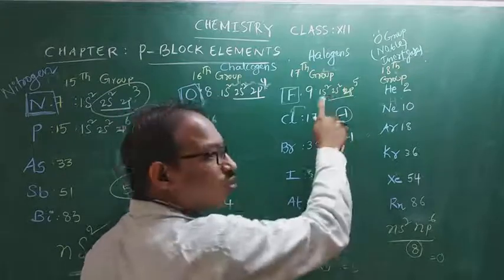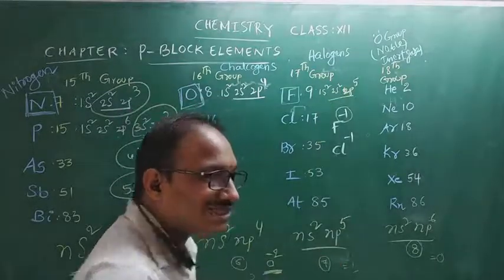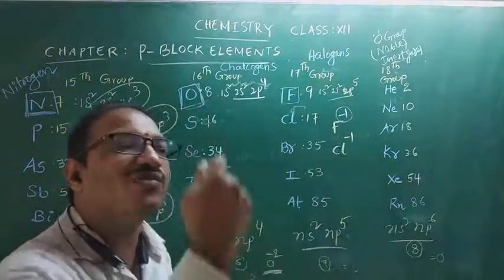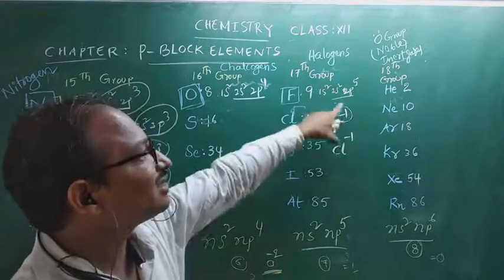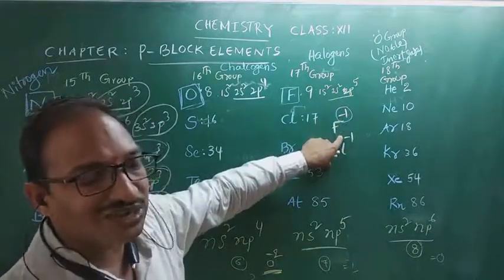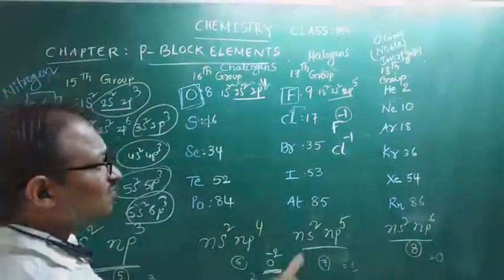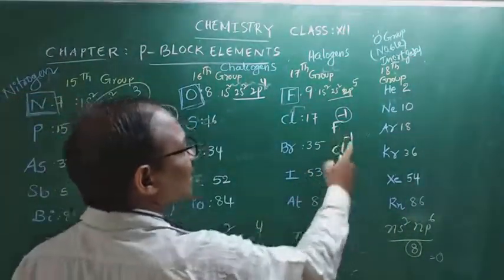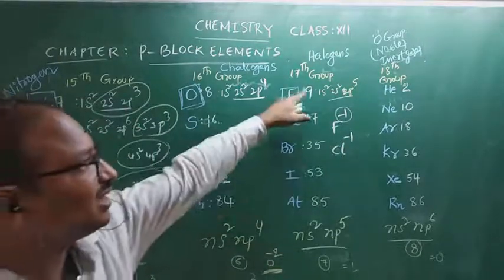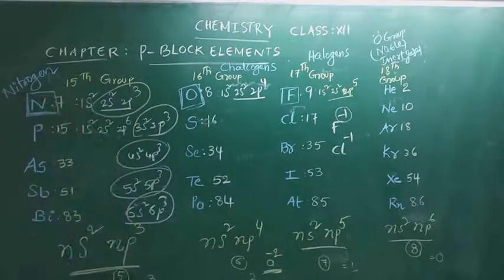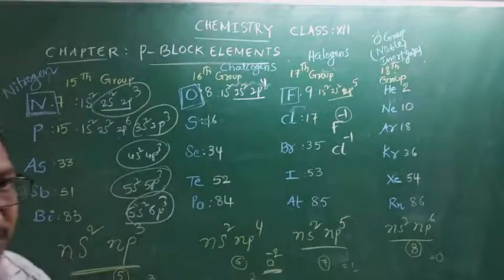Why? Because they have only 7 valence electrons in their valence shell. They try to gain 1 more electron so that 8 electrons will be there in the valence shell. If they gain 1 more electron, they get 8 electrons in the valence shell. So for that purpose, they gain 1 more electron. That is for the 17th group elements. And now I am explaining the general periodic trends, check once.